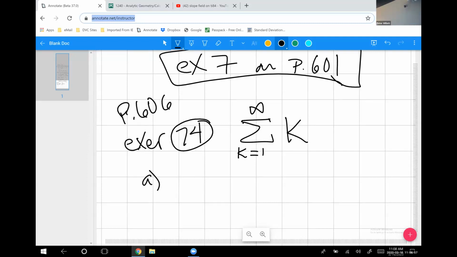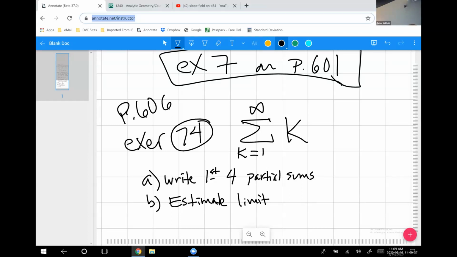A says to write the first 4 partial sums. And then B says estimate the limit of the sequence of partial sums, or state that it does not exist.